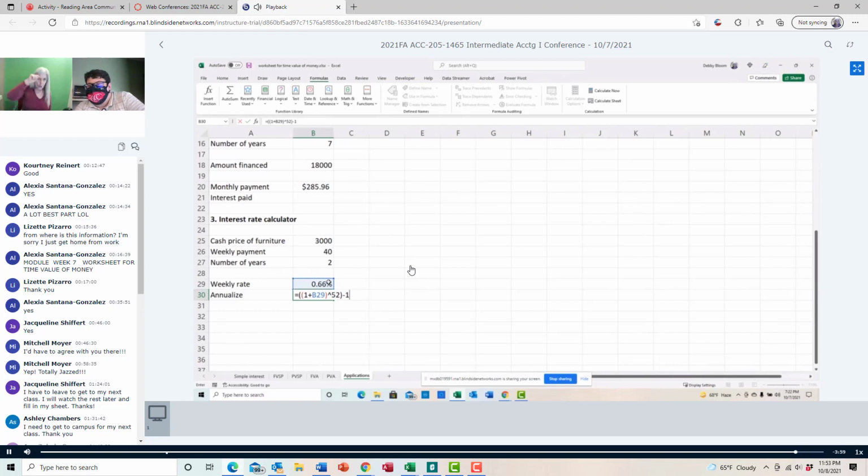That is the formula to annualize. You take 1 plus the periodic rate, you take it to the power of the number of periods in 1 year, and then you subtract the number 1. So if you want to buy that $3,000 couch, you pay $40 a week for 2 years. You are paying a rate of 41%, not over the 2 years, each year. 41% a year interest is what you are paying on that couch. Pretty cool, huh? Pretty cool what we can do with Excel once we understand the basics of interest.